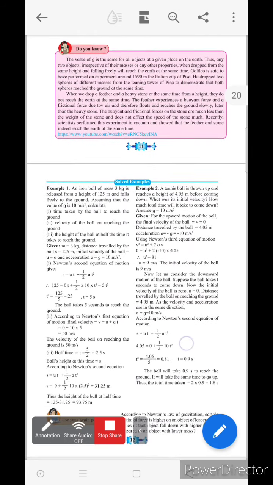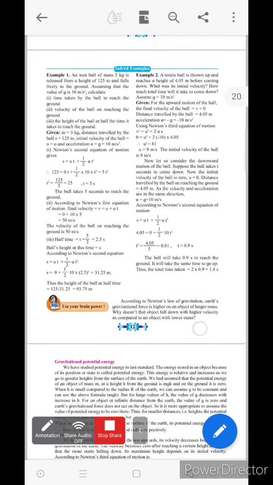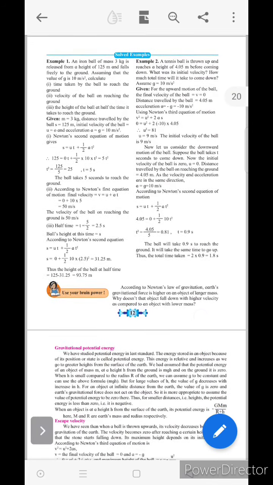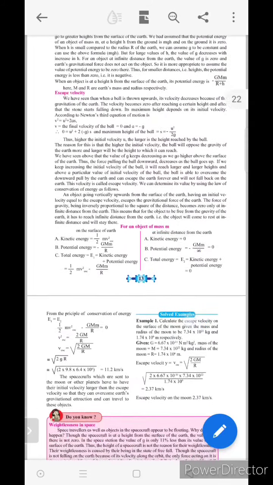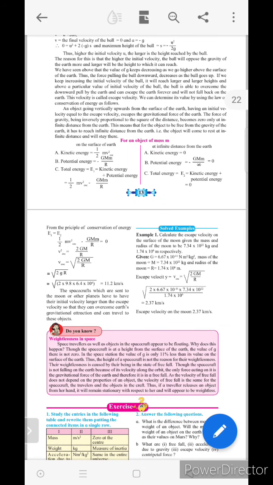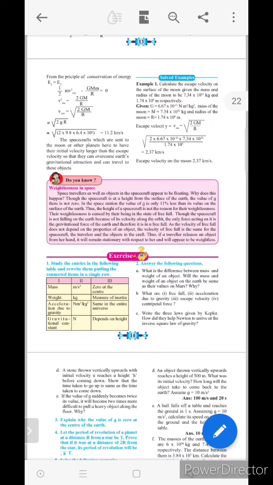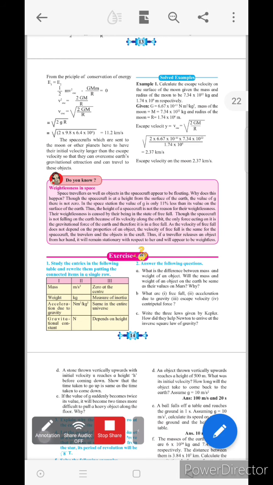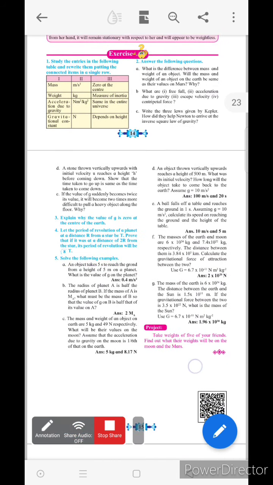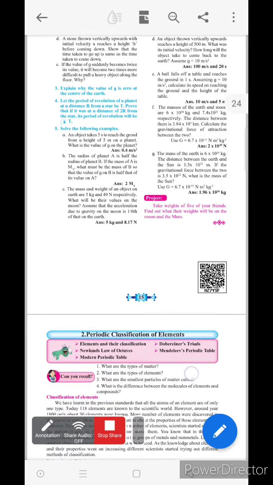Now we will move on to page number 12. There is no reduction. Page number 13 also there is no reduction. Page number 14, the pink color box, Do you know, that topic is removed. So here lesson number 1 is finished.